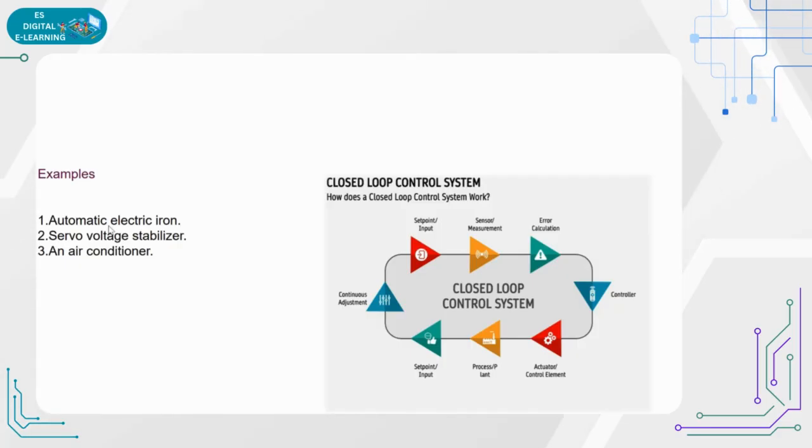And even the stabilizer that we keep for TVs and all. The stabilizer helps whenever there are fluctuations in the voltage, so it is automatically adjusted.